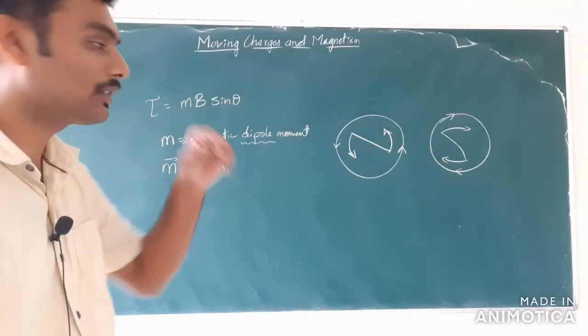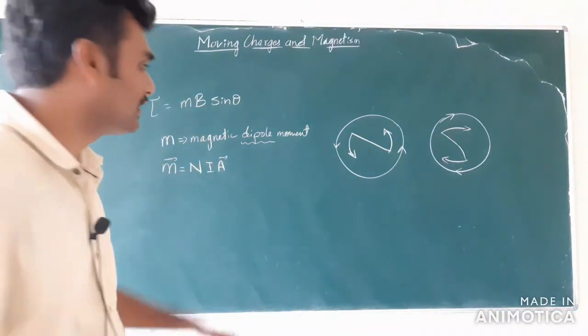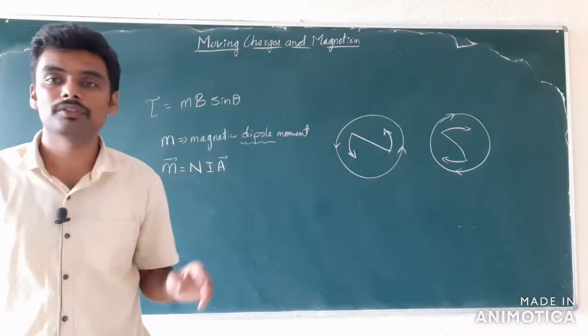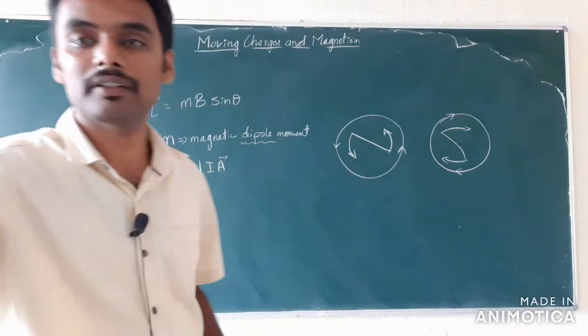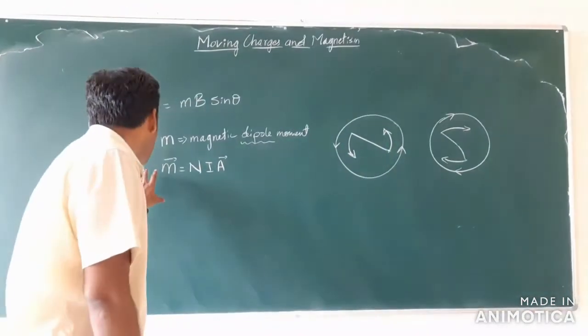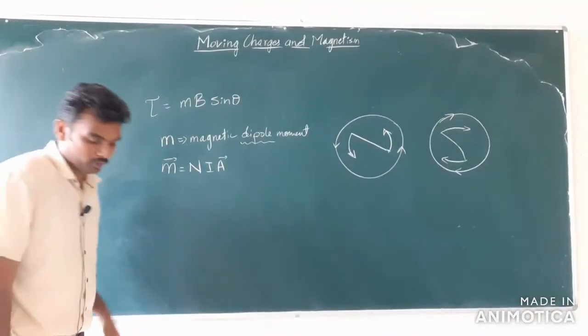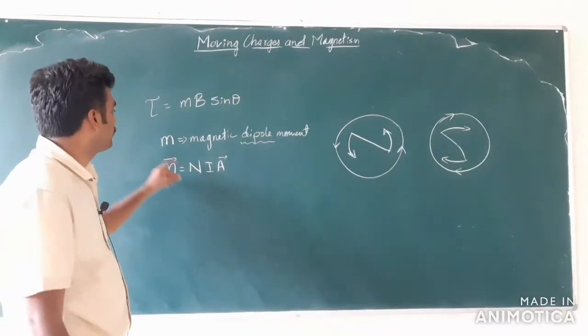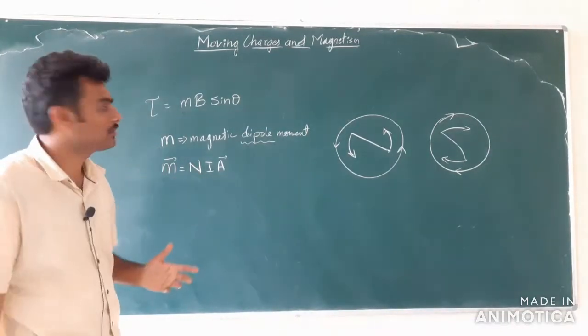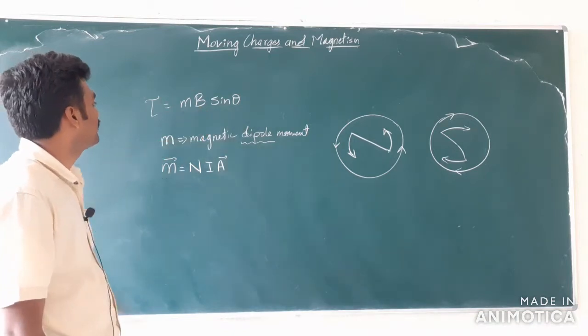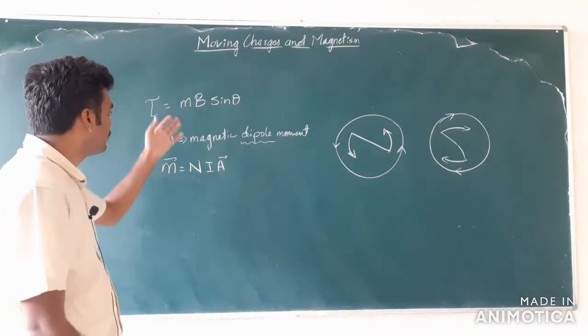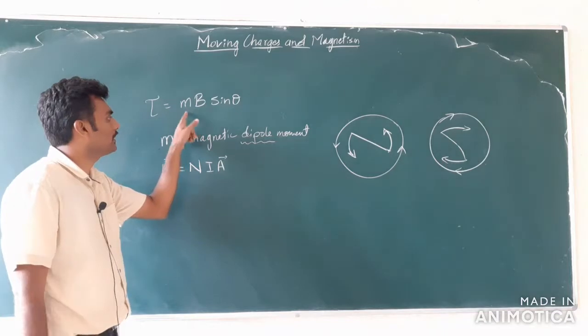The two poles are north and south. The reason for naming north and south poles shall be studied in the next chapter, so nothing to worry about that. Now we shall define magnetic dipole moment. How do we define it? We need some physical effect to define it. Here we have already set the formula, and we'll make use of this formula to define m.